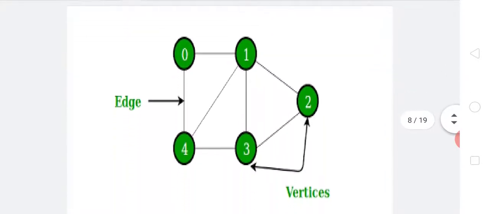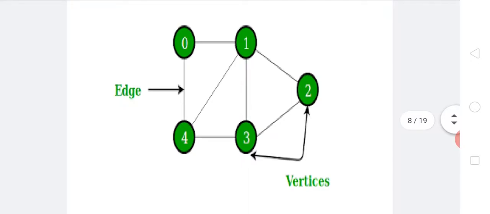The next example of nonlinear data structure is graph. The graph contains a number of vertices. The first vertex contains the value 0, the second vertex contains the value 1, then 2, then 3 and then 4. All the vertices are connected with each other by using edges.